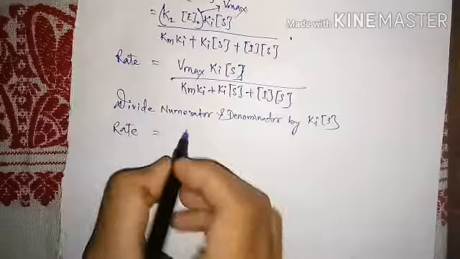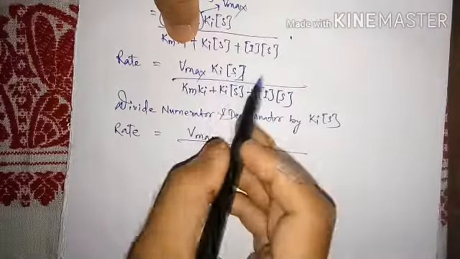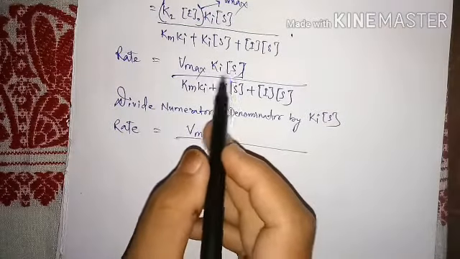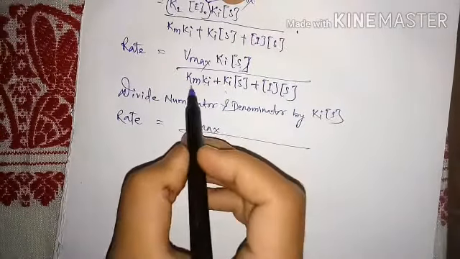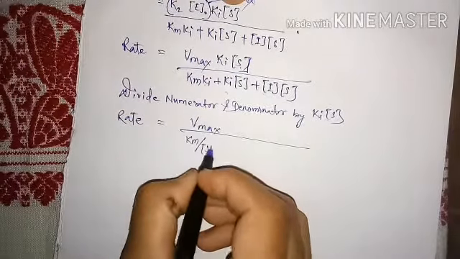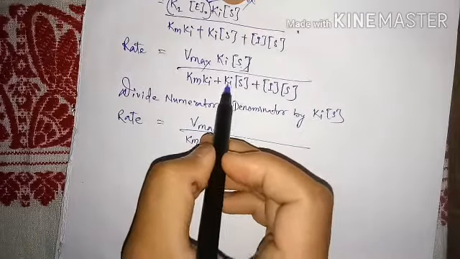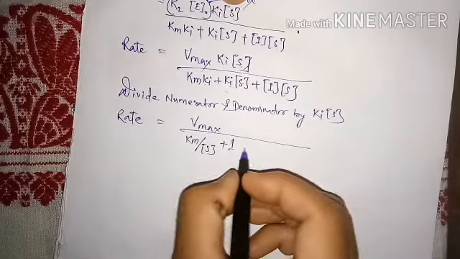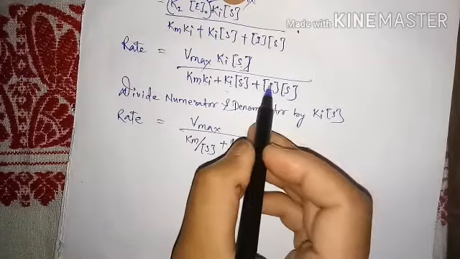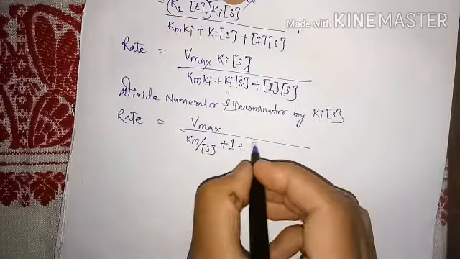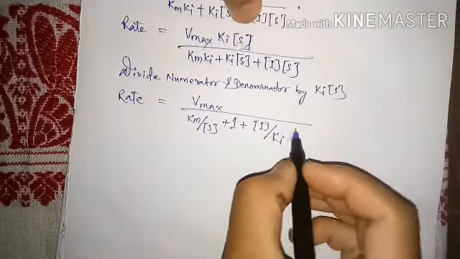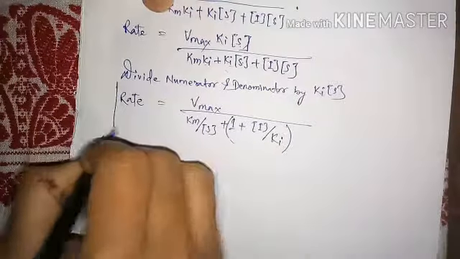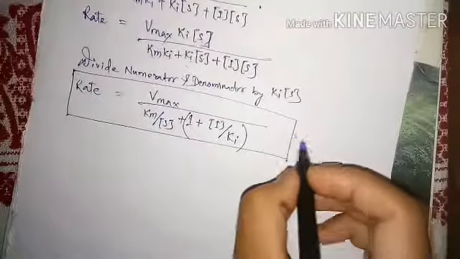So if we divide, then we are going to get Vmax. This will be cancelled out because we are dividing numerator and denominator by Ki concentration of S. So in this expression, Ki will be cancelled out. Then there will be Km by concentration of S, and then plus here it will be 1 only because Ki concentration of S is divided by the same term. Then here it will be 1, and in this case we will have concentration of I by Ki because S will be cancelled out. So yeah, this is the rate expression for uncompetitive inhibition.